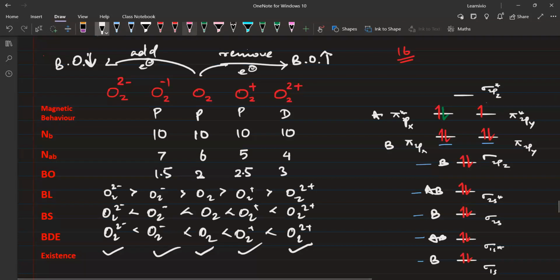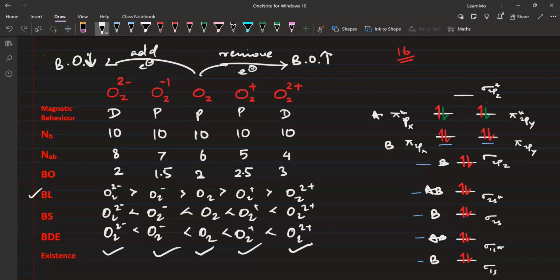If I add 1 more electron into O2, it will become O2 2 negative. Now the paramagnetic behavior will not be shown because all the electrons are paired, so it will be diamagnetic. Number of bonding will still be 10, number of anti-bonding will become 8, and the bond order will become 2. So from the bond order, you can see that O2 positive will be the most stable. Then O2 2 positive will be most stable, O2 positive will be less, then O2, then O2 negative, and O2 2 negative. And in the same way, the bond order is going to differ.